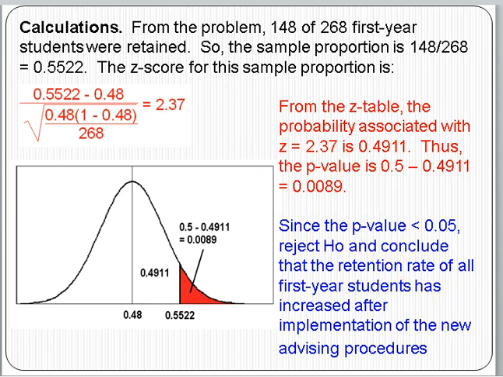Finally, the conclusion: since the p-value is less than 0.05, we're going to reject H0 and conclude that the retention rate of all first-year students has increased after implementation of the new advising procedures. Note that I tried to stay away from a far-reaching conclusion saying that the retention rate has increased because of the implementation of the new procedures. We can't say exactly what the cause is. What we can say for a fact is that the rate, based upon our sample, is significantly greater than the traditional rate of 0.48.